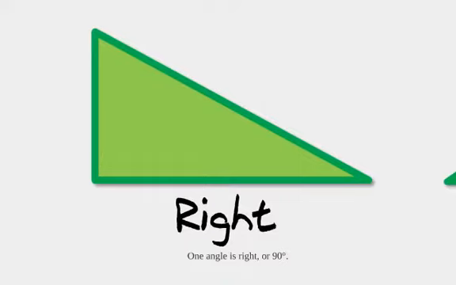Can it have more than one 90-degree angle? Well, if you said no, you're correct, because 90 plus 90 would be 180. You would not be able to connect the dots. You'd have one line going up there and another line going up there, and that would be an ugly triangle.